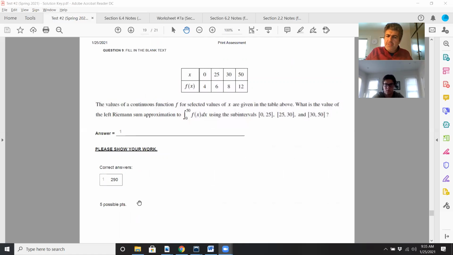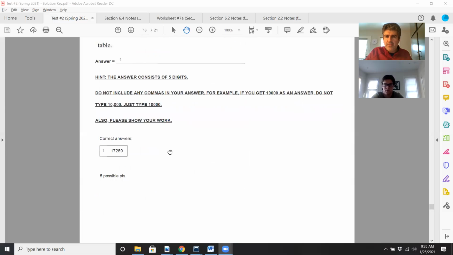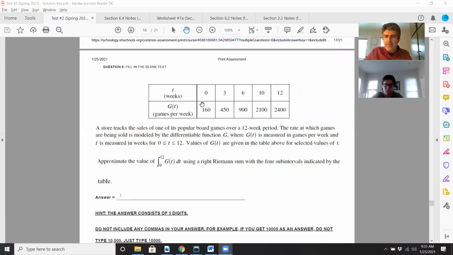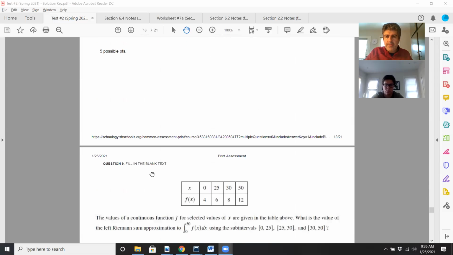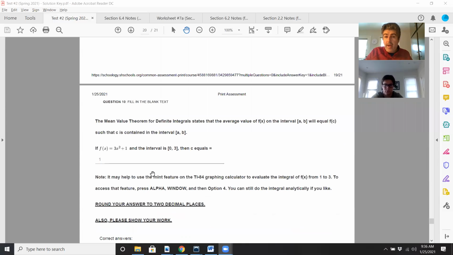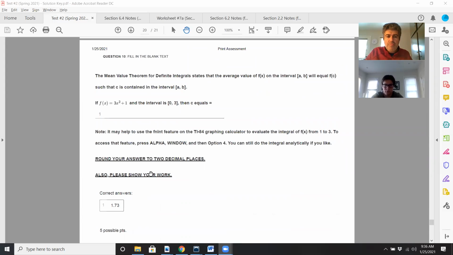This one here, I don't think anyone missed. I think everyone got this one right. Maybe one person missed it, but the answer is 190, just a left Riemann sum. So 25 times 4, 5 times 6, and 20 times 8. I think most of you saw that these widths were different. Maybe this was a little more cryptic because it looked like they were equal intervals, but they're not. So I did that twice just to give you enough practice there.